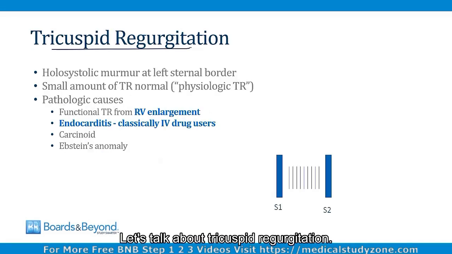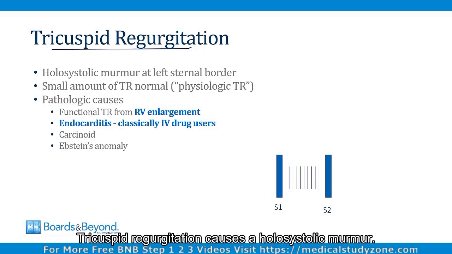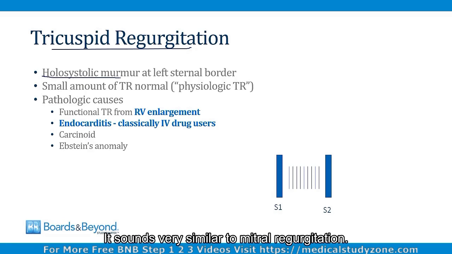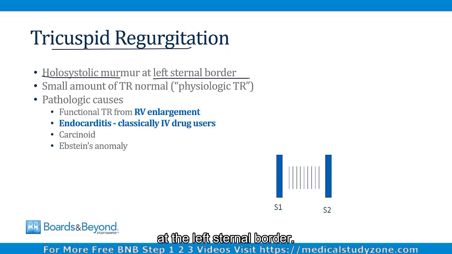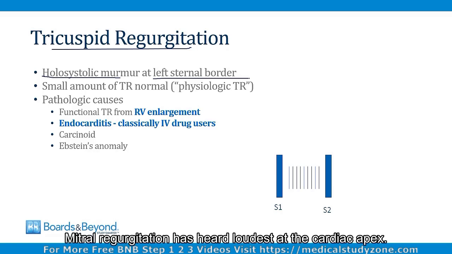Let's talk about tricuspid regurgitation. Tricuspid regurgitation causes a holosystolic murmur. It sounds very similar to mitral regurgitation. The only difference is the location in which you hear it the loudest. Tricuspid regurgitation is heard loudest at the left sternal border. Mitral regurgitation is heard loudest at the cardiac apex.